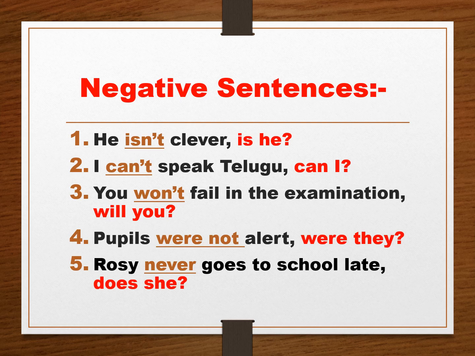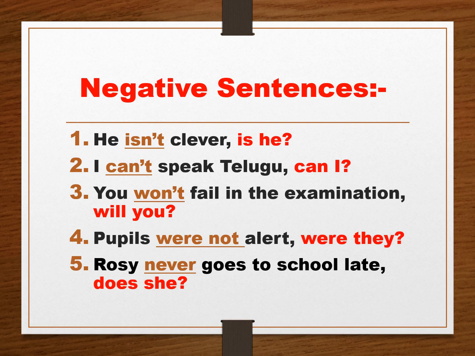Pupils were not alert. Were not, that is the auxiliary verb used over here. So that is changed into were. Pupils, it's the reference to the people. So we make use of the pronoun, subjective pronoun, they. The sentence goes like this now. Pupils were not alert, were they?